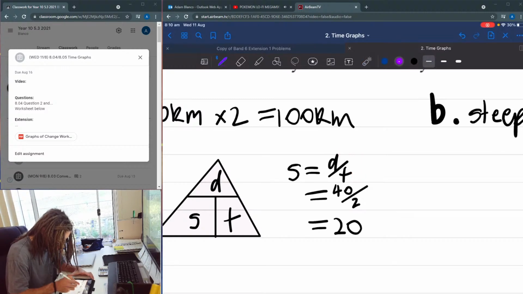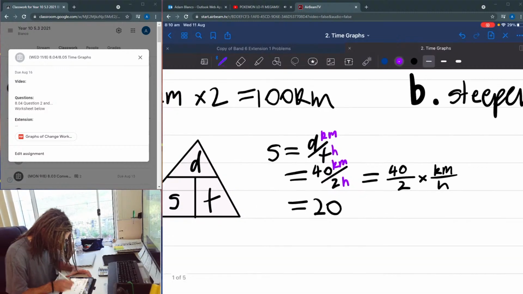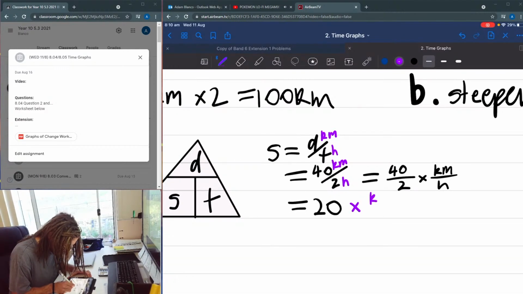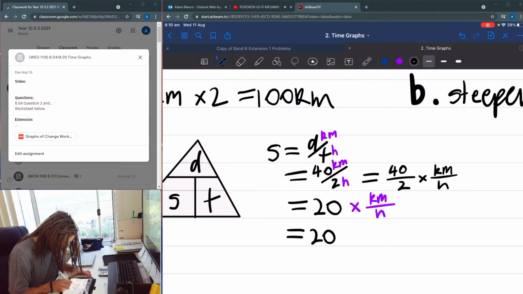Now this was in kilometers, and this was in hours. So this is actually where kilometers per hour come from. So distance was in kilometers, and time is in hours. And let me just rewrite this as 40. Think of it literally as a fraction. 40 over 2 times km over h. Now, that's the same as times kilometers over hours. And look at this.